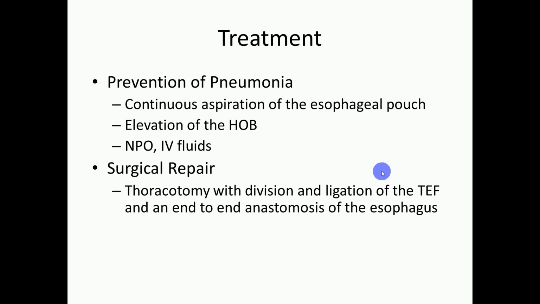Treatment is prevention of pneumonia, continuous aspiration of the esophageal pouch, elevation of the head of the bed, NPO, and IV fluids. Surgical repair, they're going to do a thoracotomy with division and ligation of the TEF. So they're going to go in and ligate that fistula, and then they're going to go back and do an end-to-end anastomosis of the esophagus, where they just pull it together and attach it.